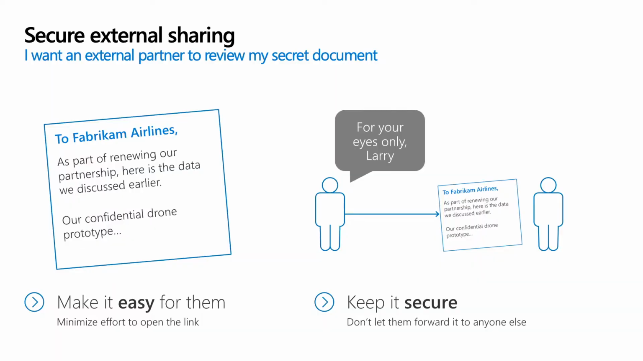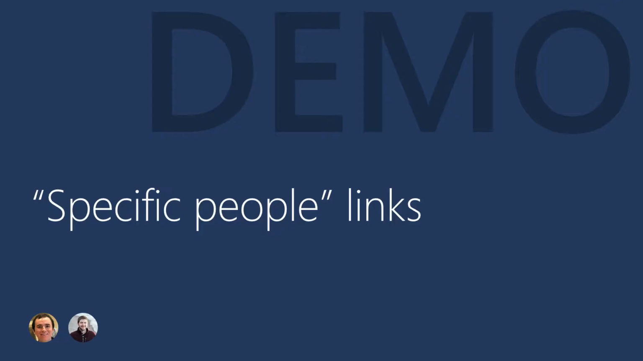So this next scenario is one where I have a more sensitive file that I need to, again, share with a prospective customer of mine, Larry. And I want to keep it secure. And what I mean by secure is that I don't want Larry to be able to forward it to anybody else. But that doesn't mean that I want to make it difficult for him to access it. I still want to make it really easy for him to view the content that I've shared with him. So let's dive in and see how we can do this with OneDrive.